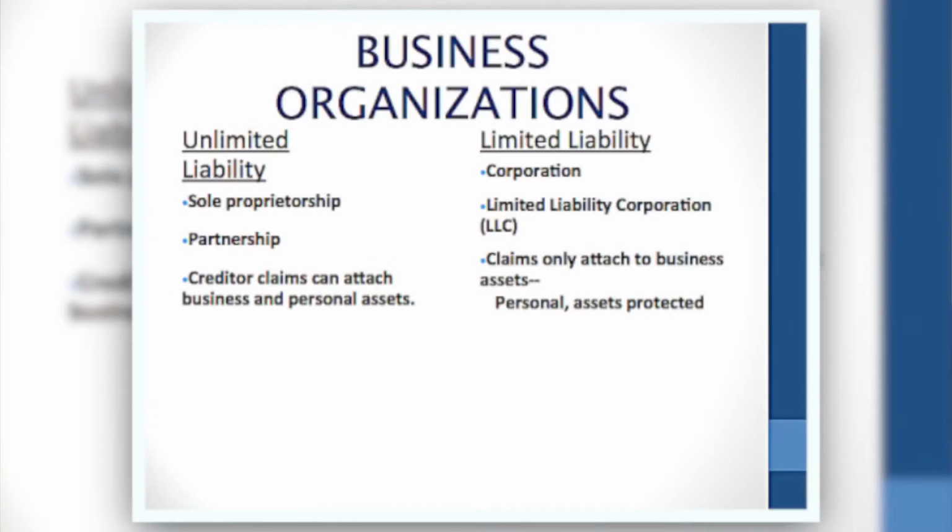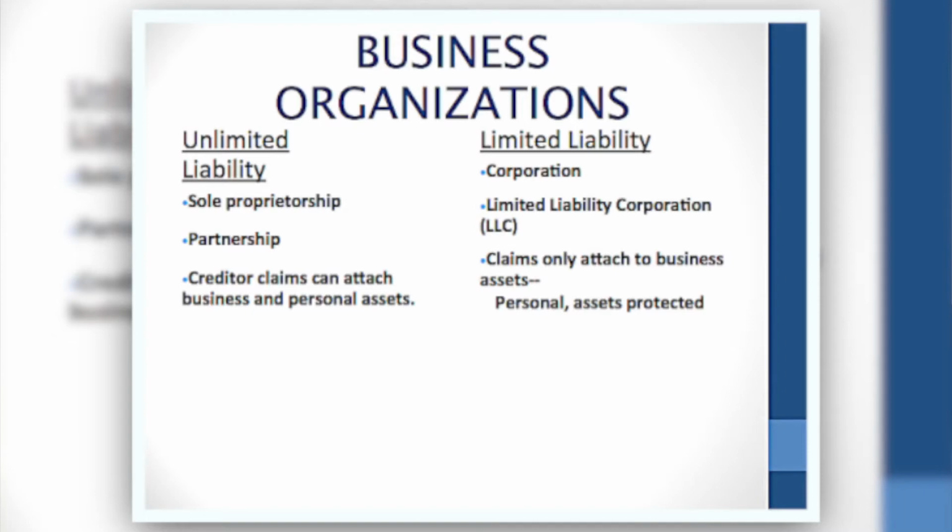Well, unlimited liability basically means that claims of creditors can reach not just the business assets themselves, but also your personal assets. Limited liability companies provide a fire shield, or a protection, against your personal assets and attach only against the business assets.